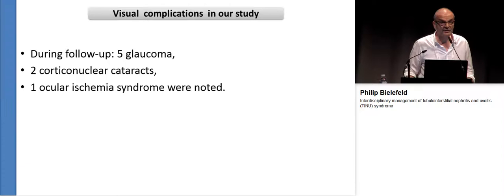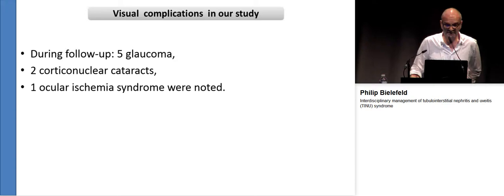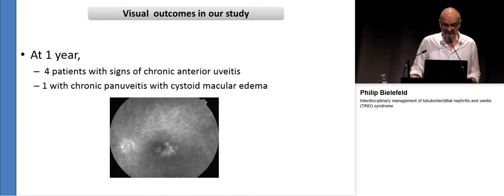Complications: 5 glaucomas, cataracts, and 1 ocular ischemia syndrome, which is particularly severe. At 1 year, 4 patients with signs of chronic anterior uveitis, and again, 1 with cystoid macular edema, which here is a different way of seeing that. It's a fluorescein angiography, and you can see here the accumulation of fluorescein in the cystoid macular edema region.